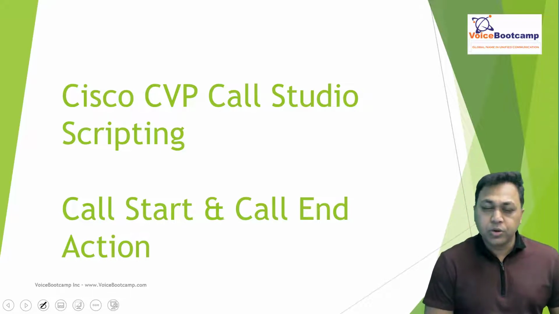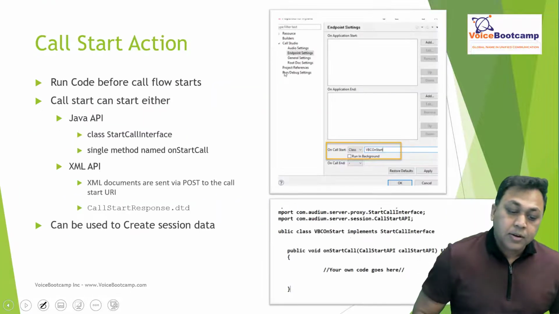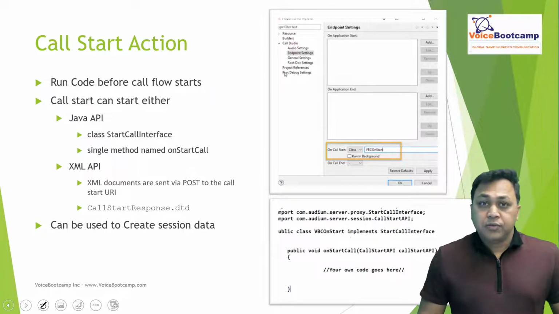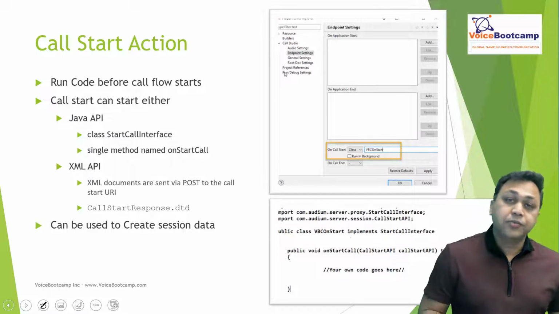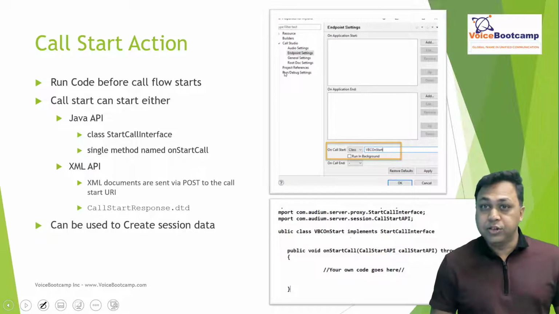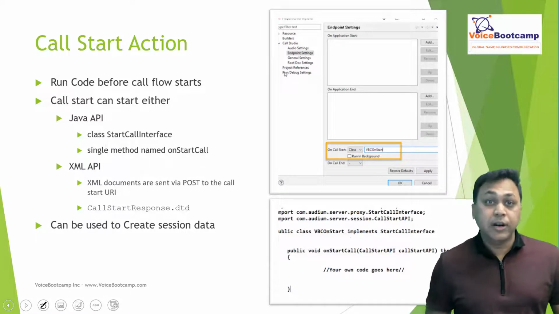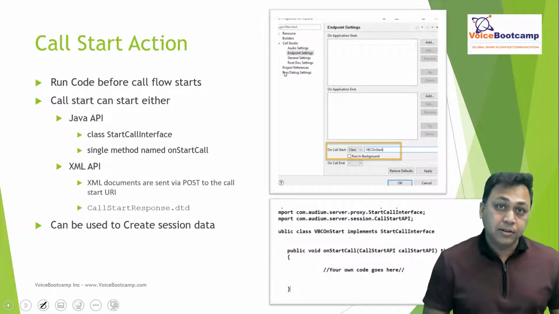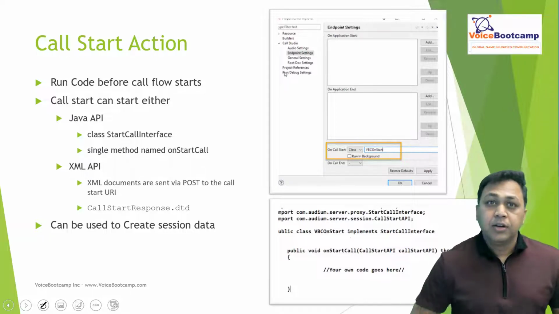In this video, we're going to talk about call start and call end action. The VXML server can be configured to run specific code when a call has been received, but before the call flow has been started or visited. The call start action can be implemented using either the Java API or the XML API.